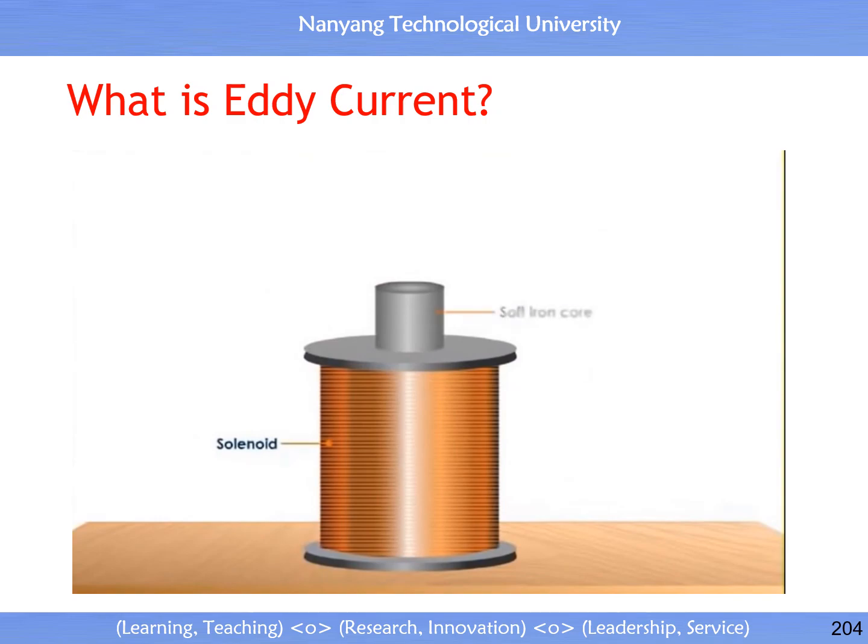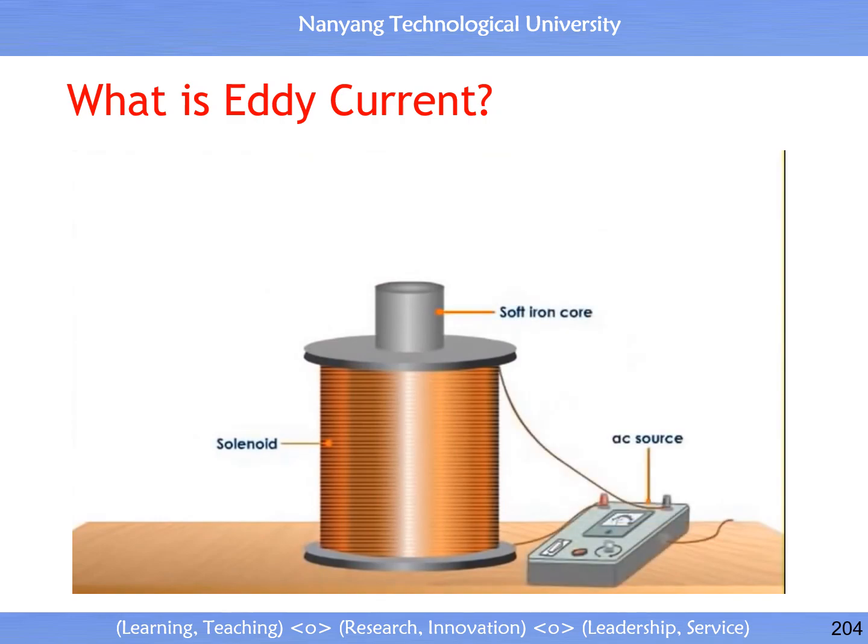Take a solenoid that has a soft iron core. Now connect this solenoid to an AC source. When a metallic disc is held over the cross-sectional face of the soft iron core, the metallic disc will be thrown into the air.